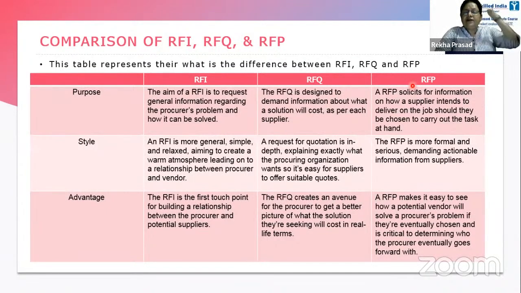The purpose of RFI का क्या है? The aim of a request for information is to request general information regarding the procurer's problem and how it can be solved. And what is RFQ? Quotation is designed to demand information about what a solution will cost as per each supplier. A request for proposal solicits information on how a supplier intends to deliver on the job should they be chosen to carry out the task at hand. जैसे हम तो कैसे उसको करेंगे? What will be the implementation process?